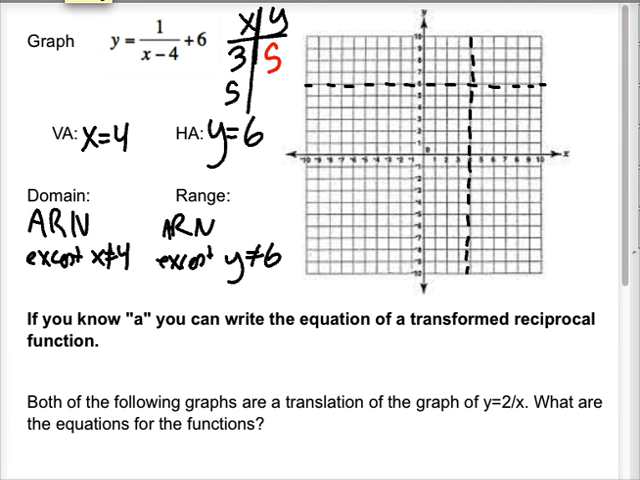All right, now let's do our next one. Let's plug in 5. 5 minus 4 gives me a positive 1. Well, 1 over 1 is just 1. 1 plus 6 gives me 7.